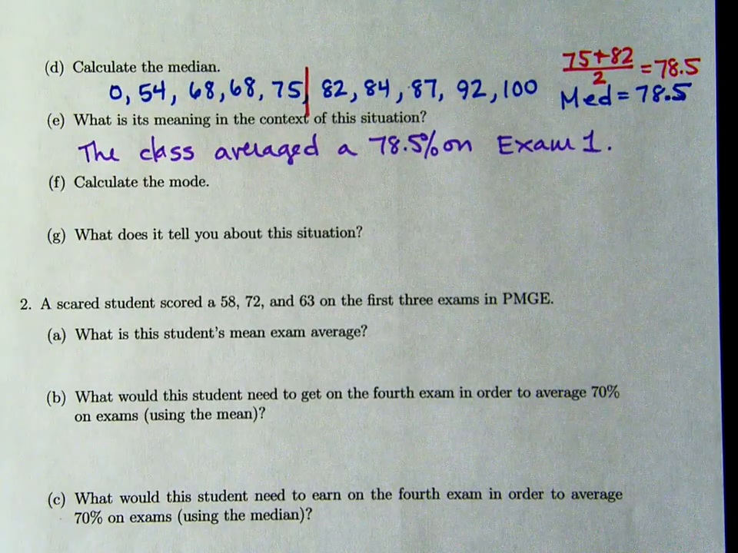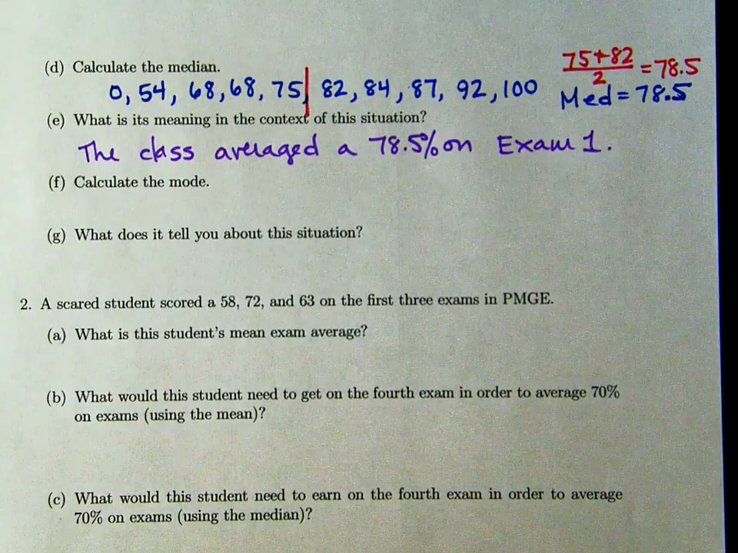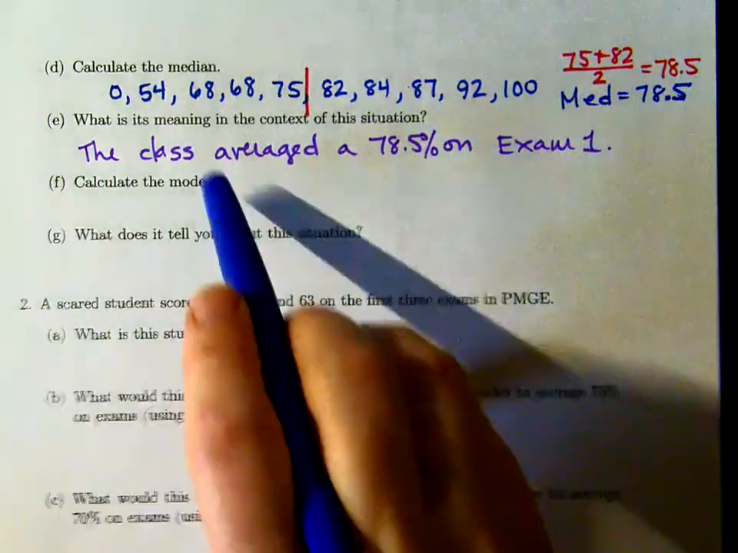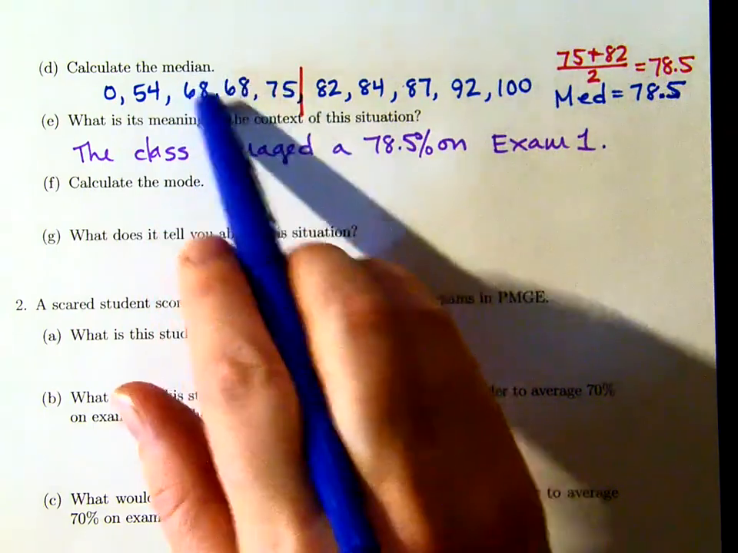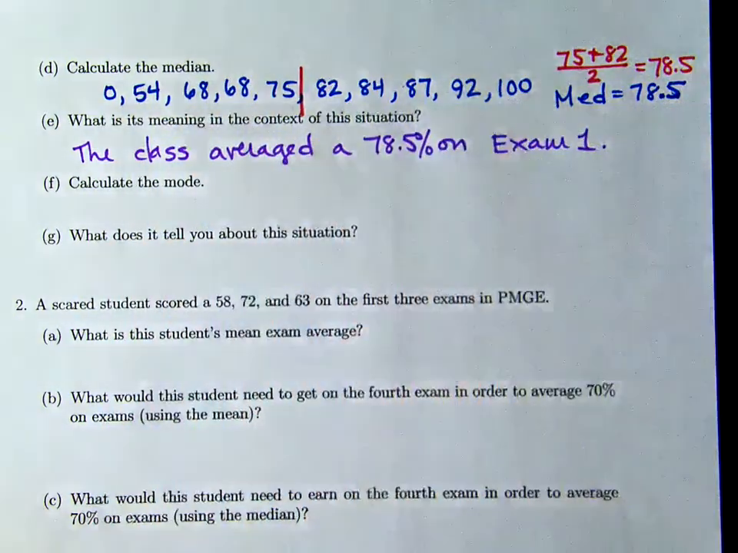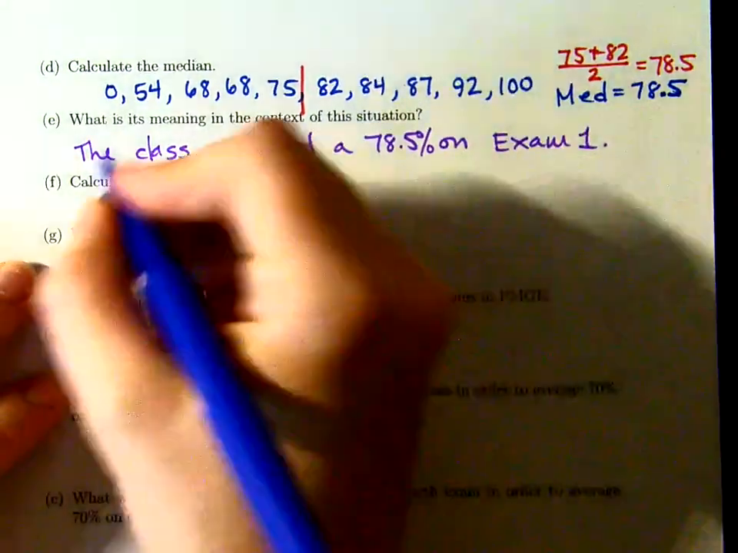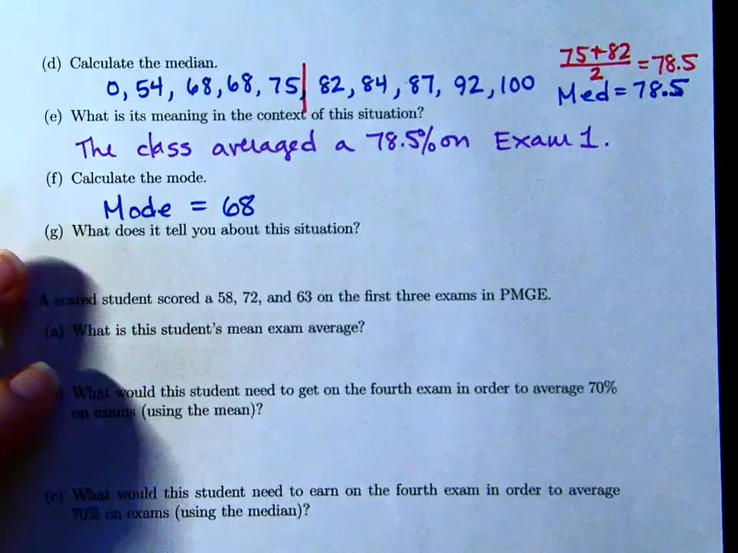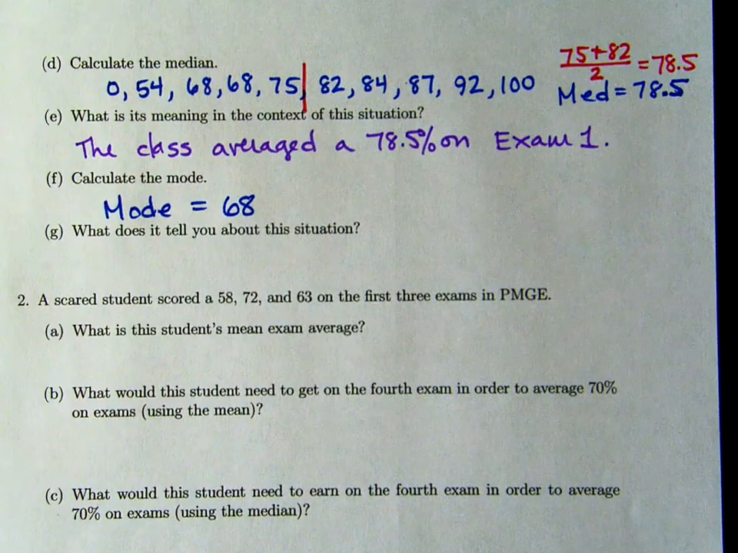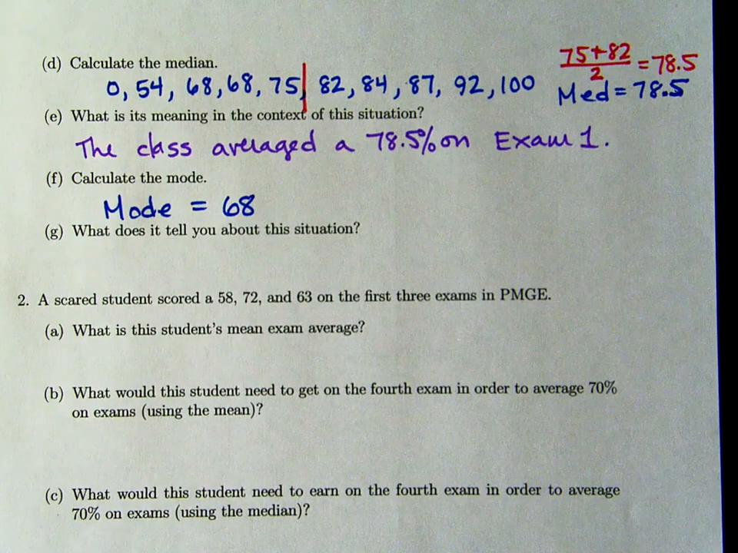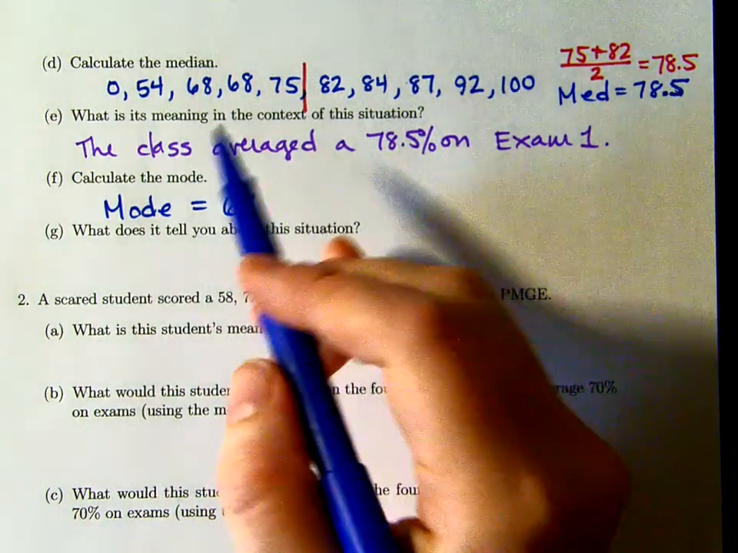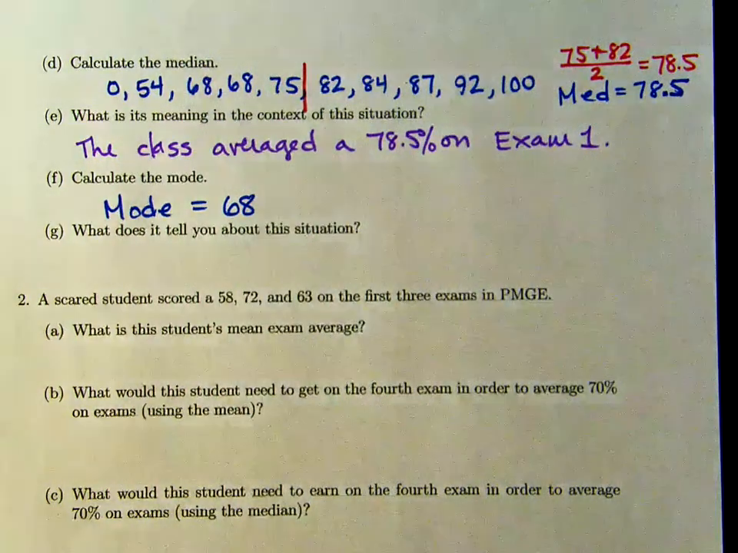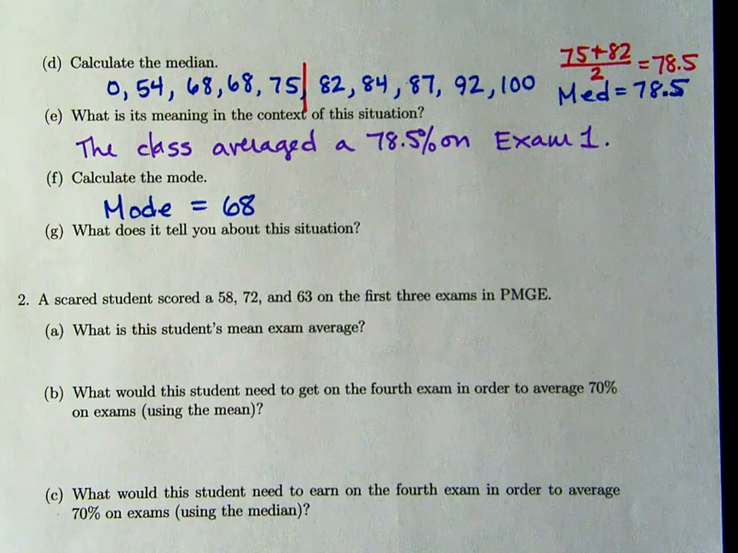Calculate the mode. Which one happened most frequently? 68. 68 happened twice and every other score happened once. So the mode is a 68. What does this tell you about the situation? Well, that would be interpreted similarly. The class averaged a 68 on exam 1.